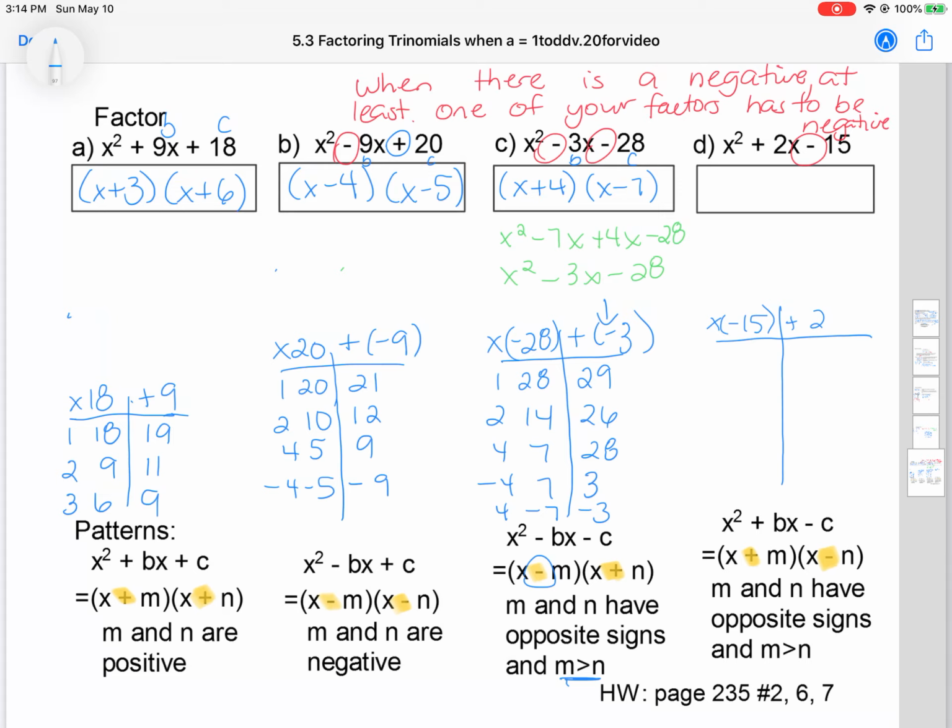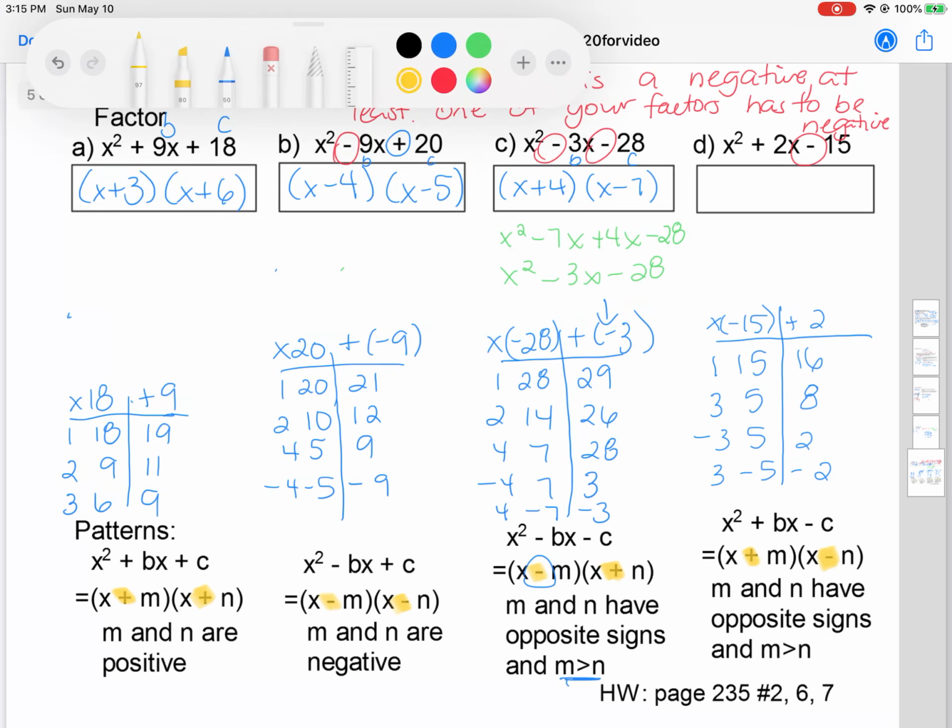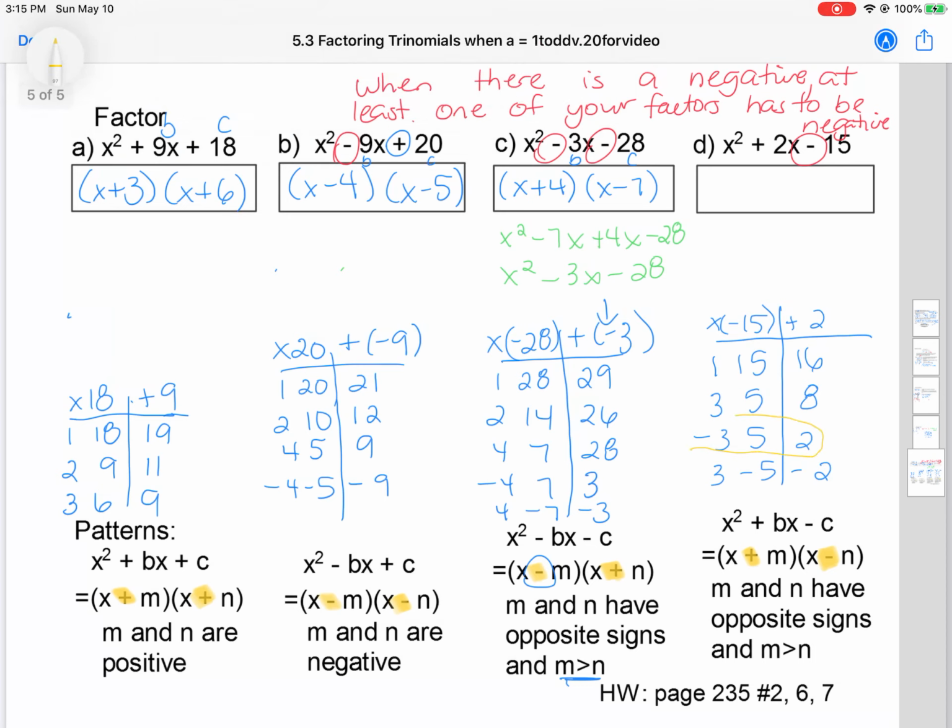So again, decide for yourself. 15 doesn't have that many factors anyways. So 1 and 15 gives us 16. And then the only other factor is 3 and 5 gives us 8. So again, hopefully, you can see that if you do 3 and 5, there is a way to get 2 when you add them together. So try both. Negative 3 and positive 5 gives you positive 2. If you did 3 and negative 5, you would get negative 2. So which one do we want? We want this one. Okay, so you're just looking for the correct signs.